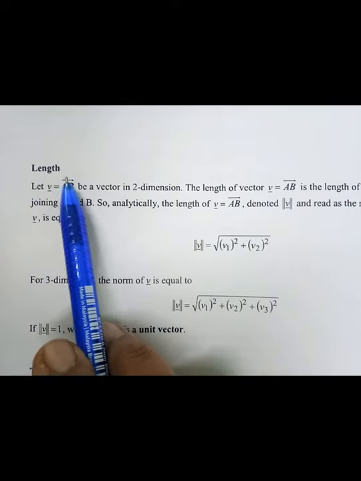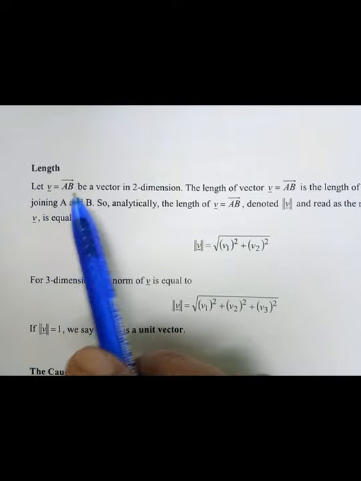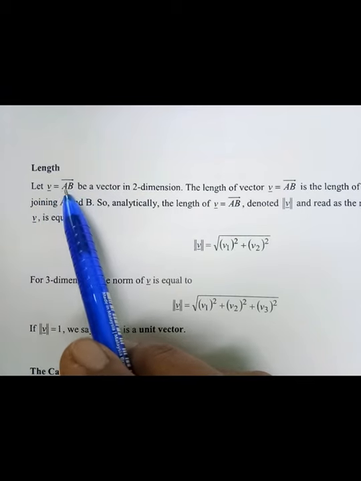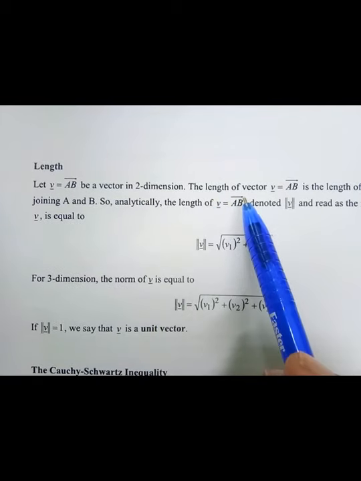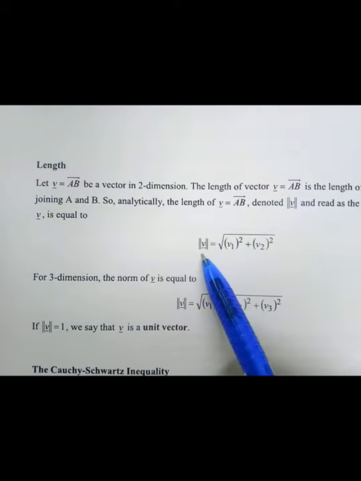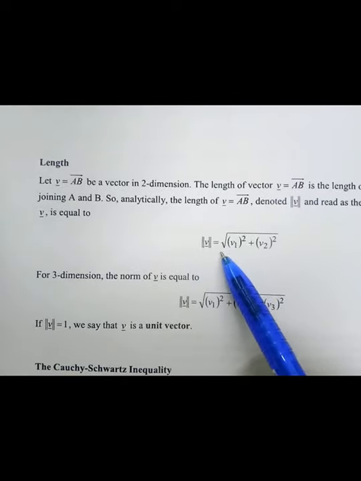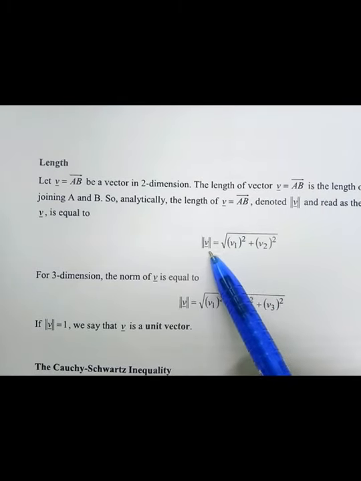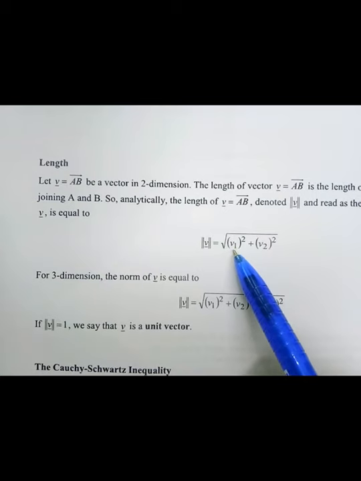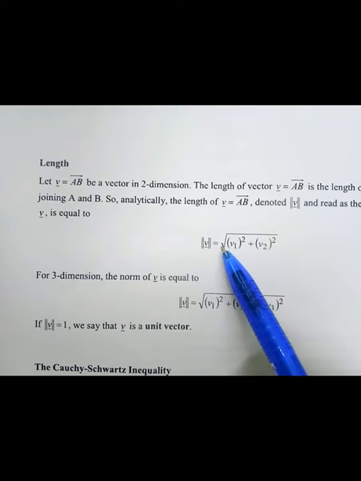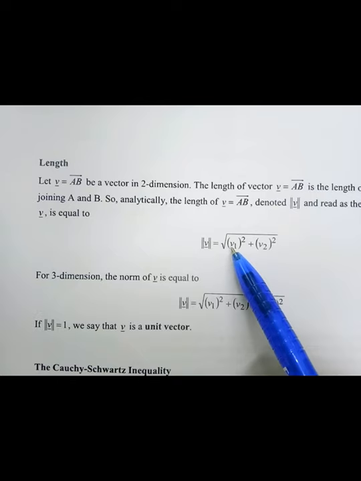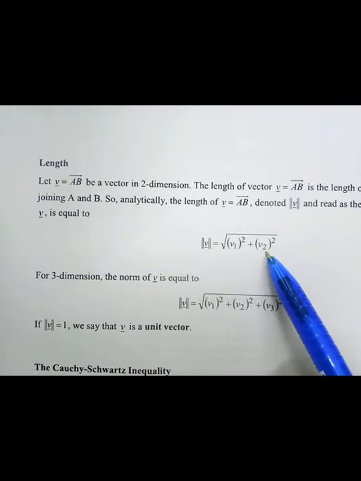Okay, next, length. Now we find length of the vector. Let's say vector v from point A to B is a vector in two dimension. So the length of vector v is given by this formula. This is the symbol of length of a vector. If v is a two-dimension vector, with component in i direction v1 and component in j direction v2, the length of vector v is given by the root of component i v1 squared plus component j v2 squared.